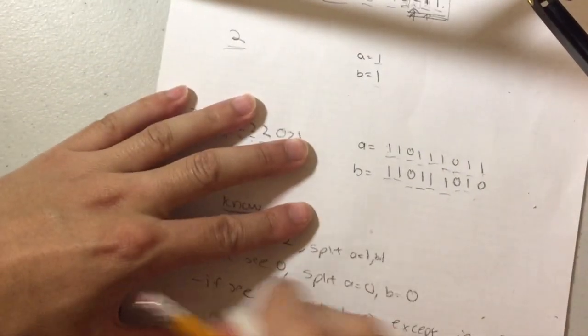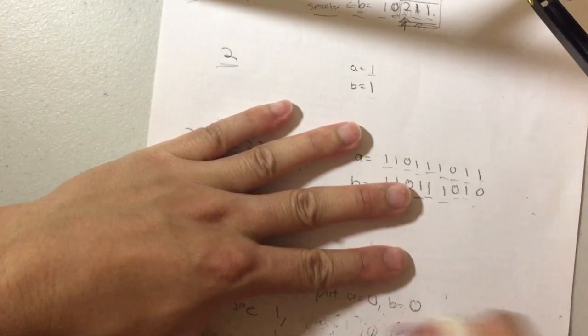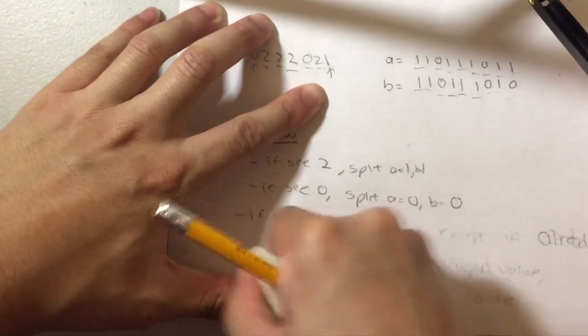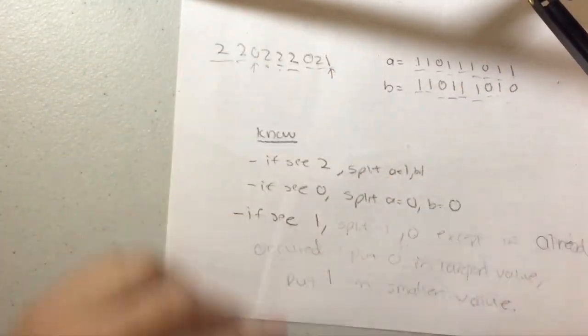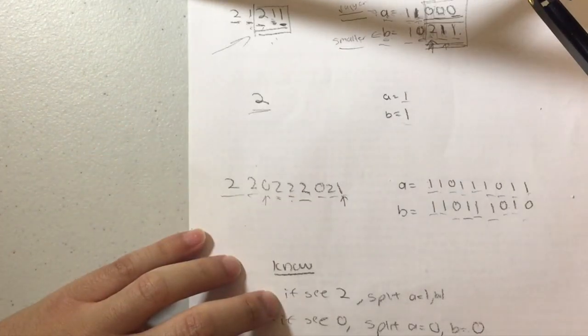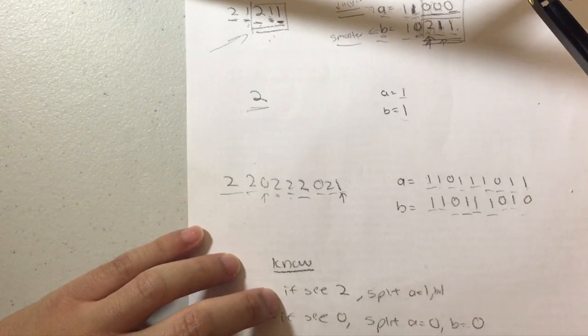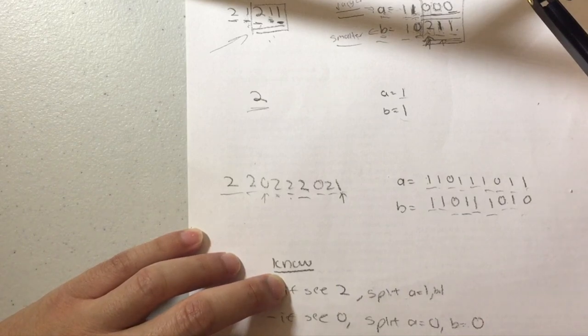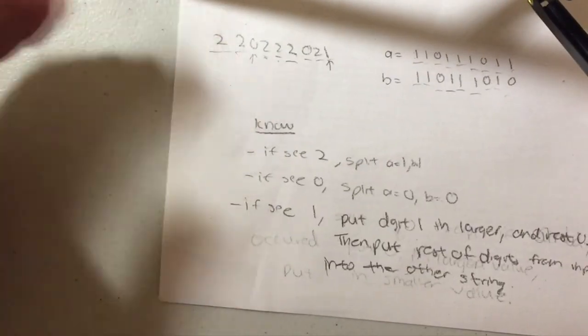We're gonna change this and say, sorry guys if you already wrote this down. Every time you see patterns, it could change. All right, so if you see a 1 in your digit here, put digit 1 in the larger value and the rest zeros, then put the rest of the digits from the input into the other string. Okay, so that's basically how you would do this problem.